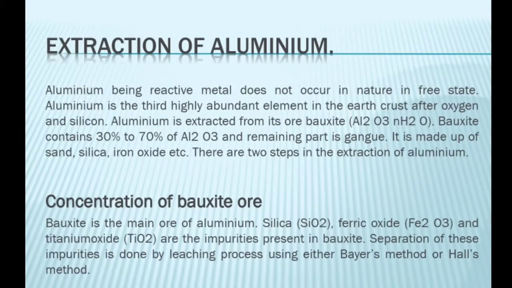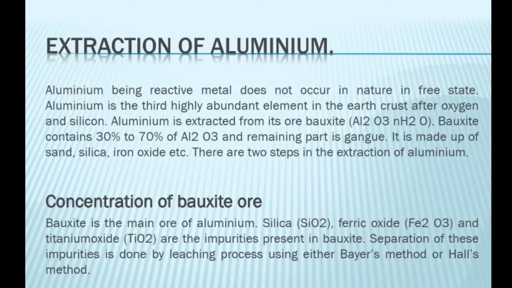Extraction of aluminium. Aluminium being a reactive metal does not occur in nature in free state. Aluminium is the third most abundant element in the Earth's crust after oxygen and silicon. Aluminium is extracted from its ore, bauxite, Al2O3 and H2O.